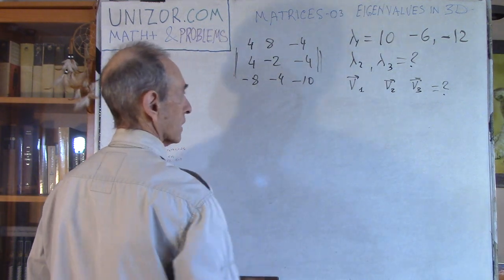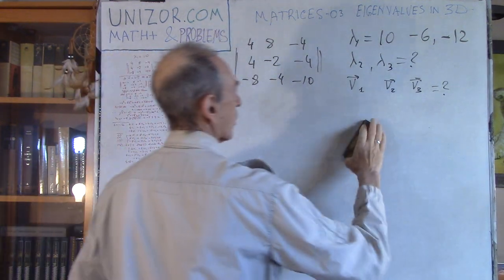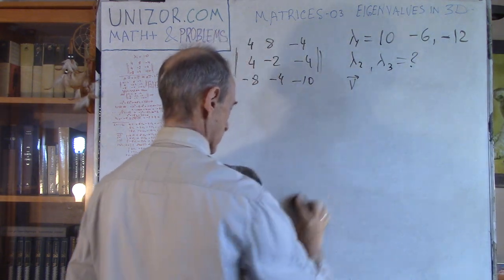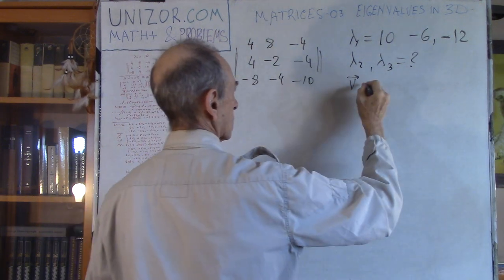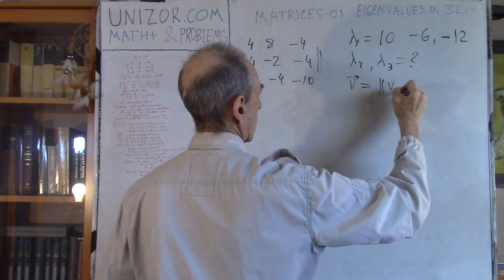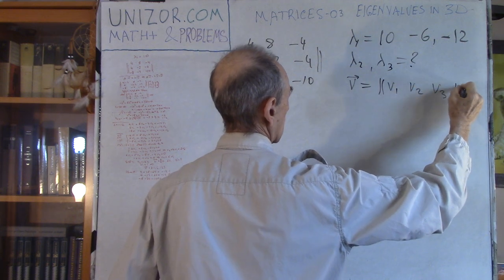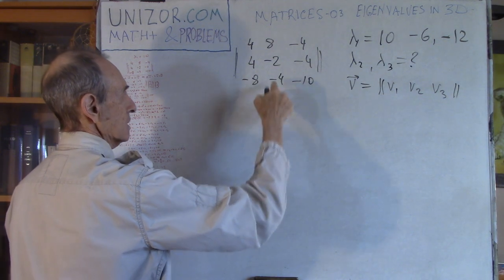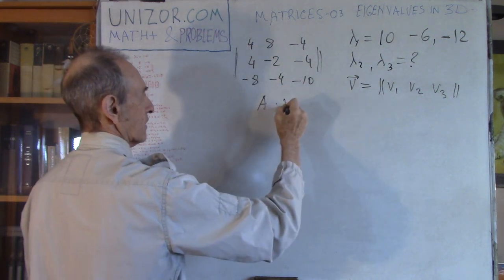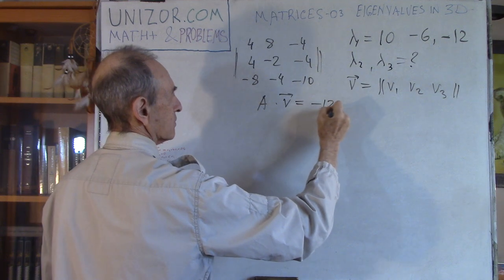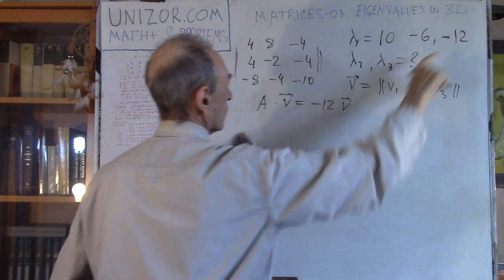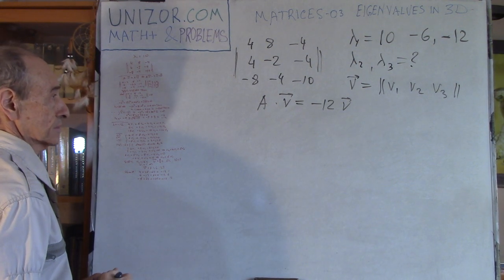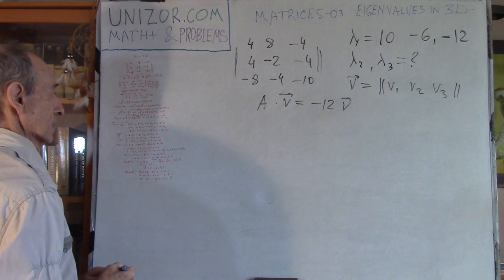I have to find a vector only for V1. I'll use just V, which is equal to V1, V2, V3. I have to find this vector in such a way that the matrix A, which is this one, times this vector V, will give me minus 12 V. I'm doing this only for one particular eigenvalue, for minus 12. All right. Well, let's just do it.